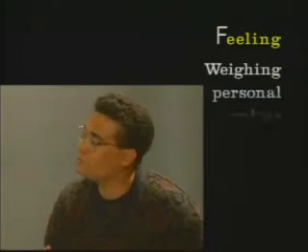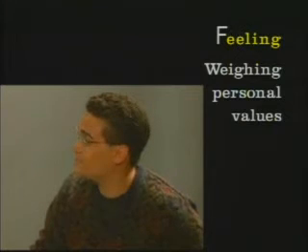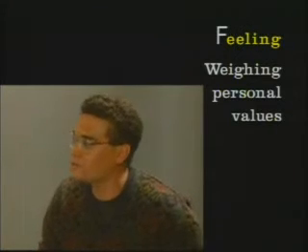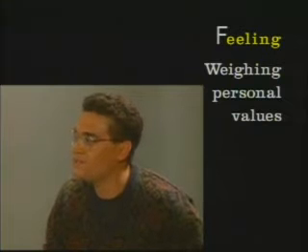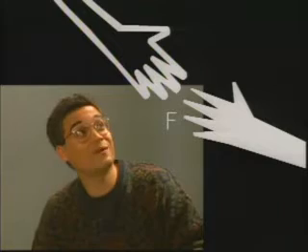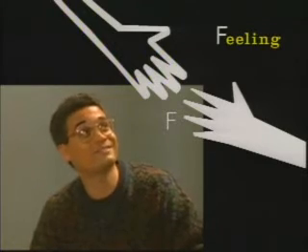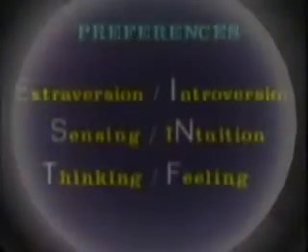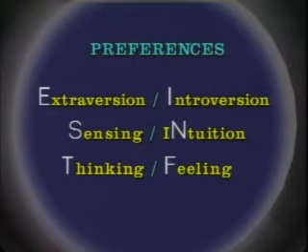Right. Well, those of us who make decisions on the basis of our feeling preference are driven more by subjectivity than objectivity. We usually base our decisions on human values and how each decision will affect us and others. We're usually considered sympathetic, compassionate, and want harmony and agreement without conflict. Now we've looked at three sets of preferences: extroversion, introversion, sensing, intuition, and thinking, feeling.